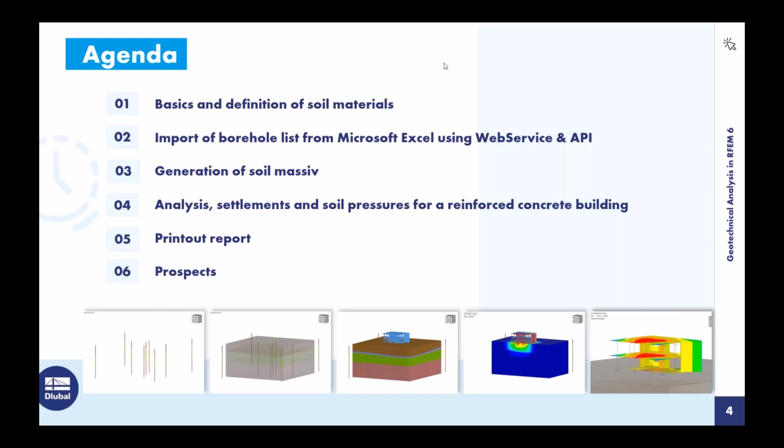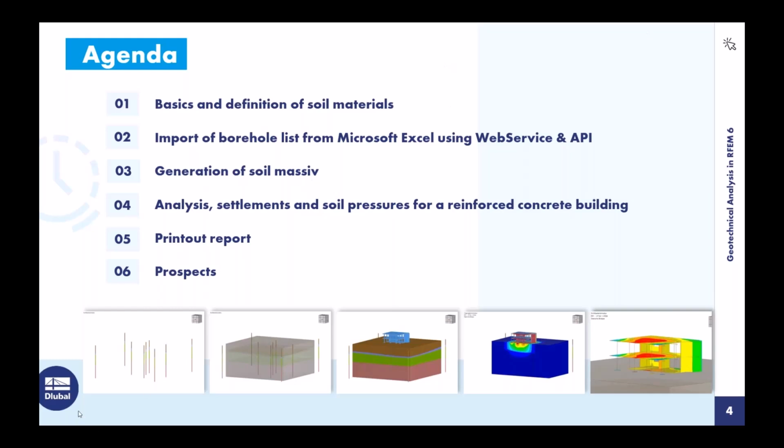After that, we will have a look at the analysis. We will check the settlements and the soil pressures for the reinforced concrete building. And after that, we have finished the main part. We will have a look at the printout report, how we can document all this model and analysis. And after that, we will have a short summary and we'll also present some prospects, some topics that are currently in development in our team. Okay, that's enough for the agenda.